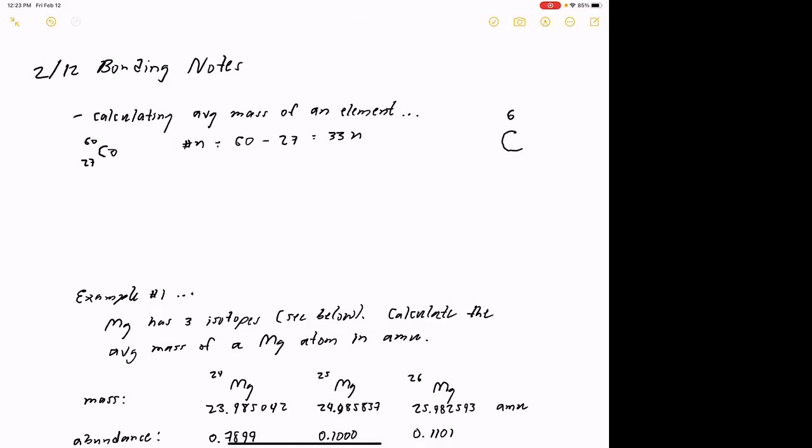And then there's a number underneath the carbon. Looking at my periodic table here where I'm lecturing, that's 12.011. Okay, what do you think that number represents, guys?